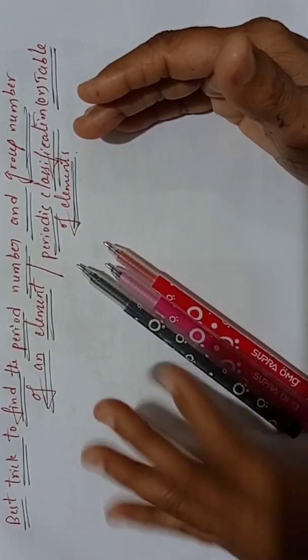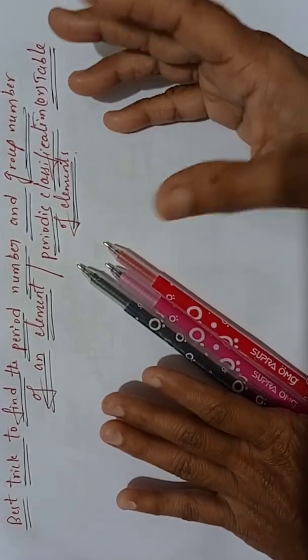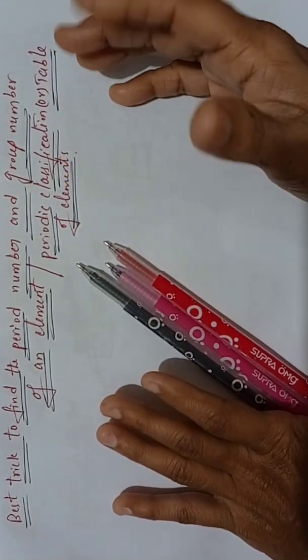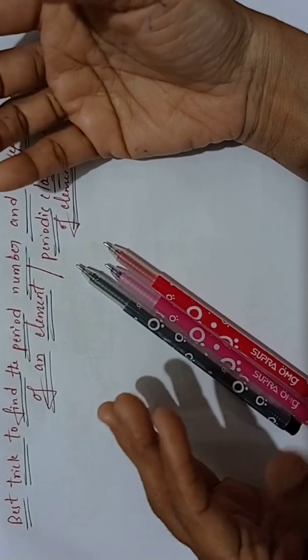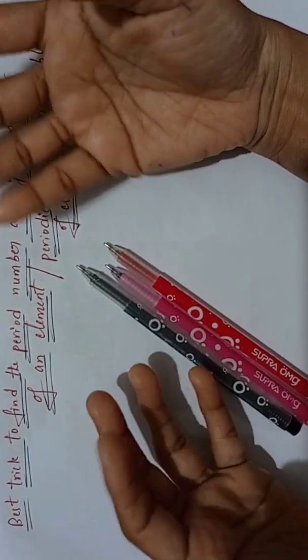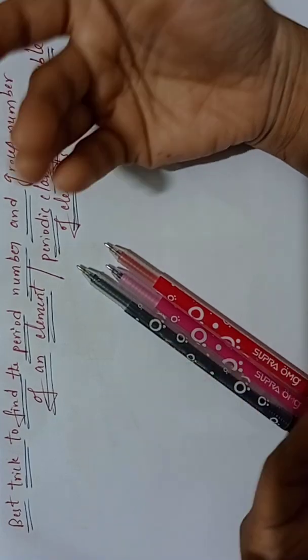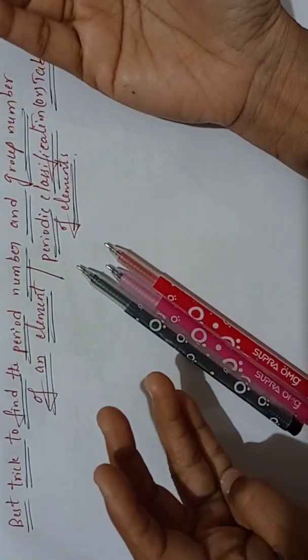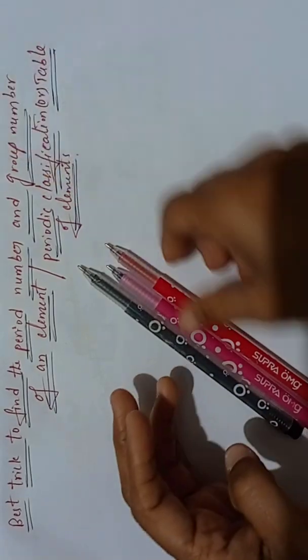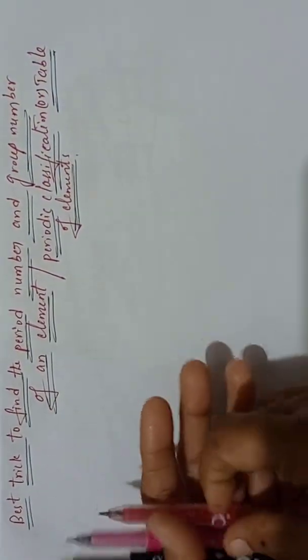We know that in the periodic table there are 4 blocks: S block, P block, D block and F block. The given element belongs to which block, which period and which group? How to find it for S block elements, P block elements, D block and F block elements, I am going to discuss now. Clear? Now, period number.